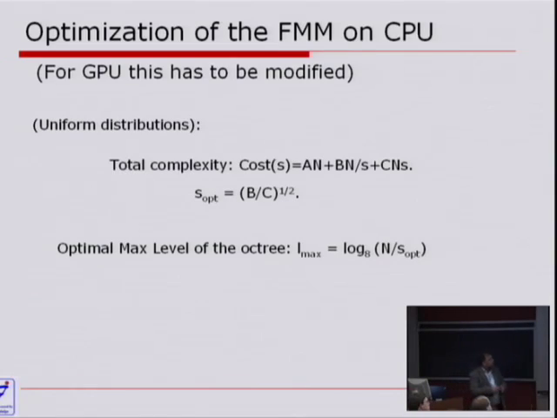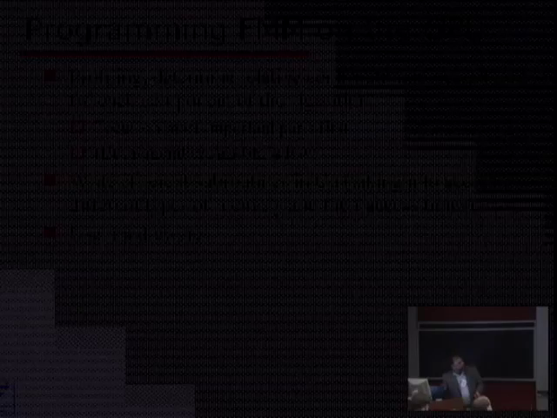If you want to optimize this FMM on CPU, we need to achieve a balance in the tree. This expression takes some minimum cost as a function of S, and you can just differentiate and find that it has one local minimum, and the optimal value will be like this, and this determines the maximum level of the octree which you use.